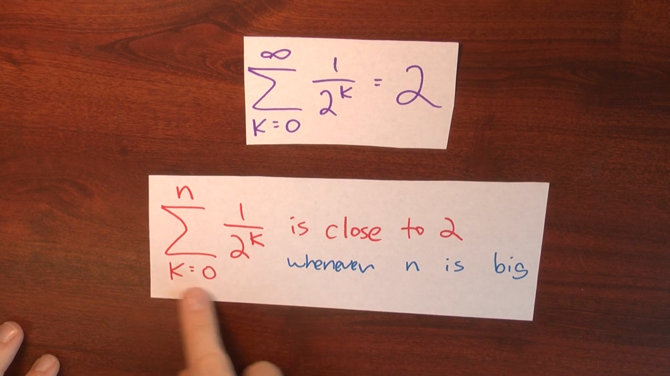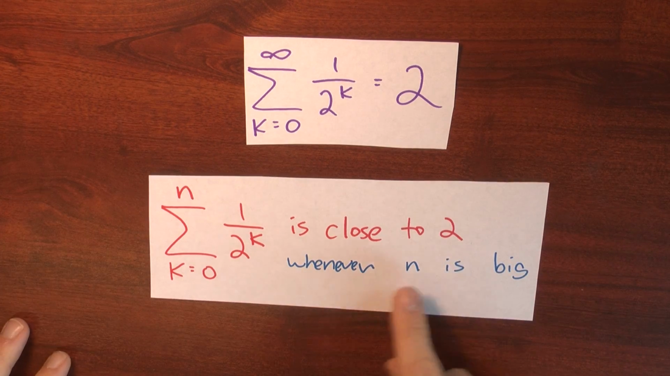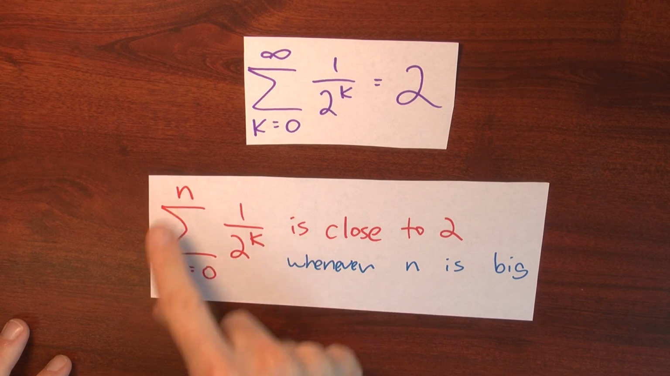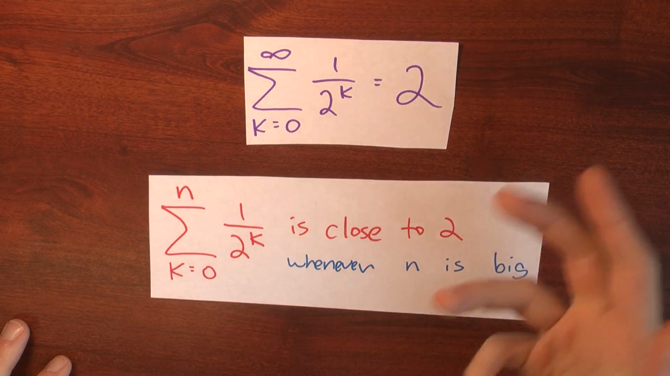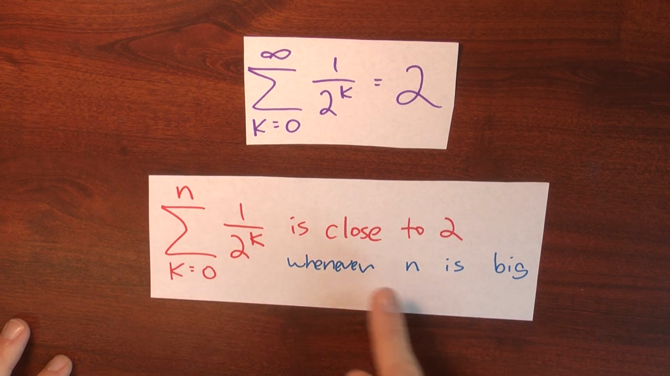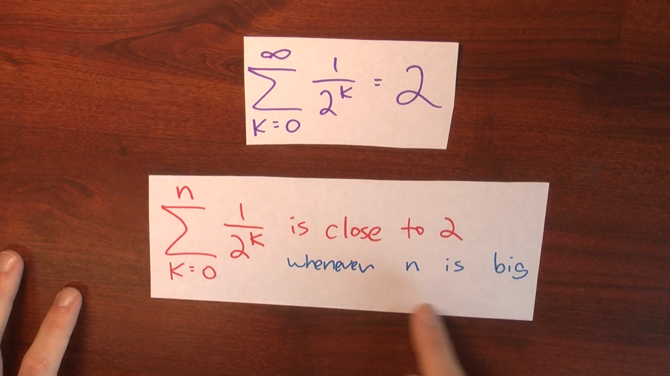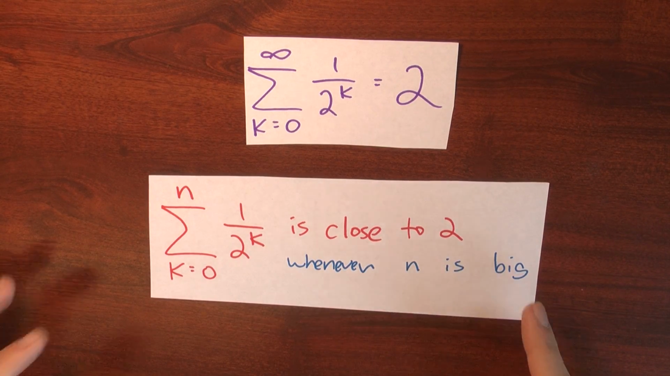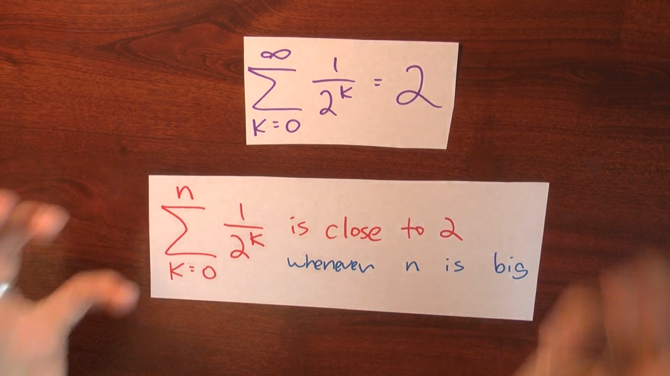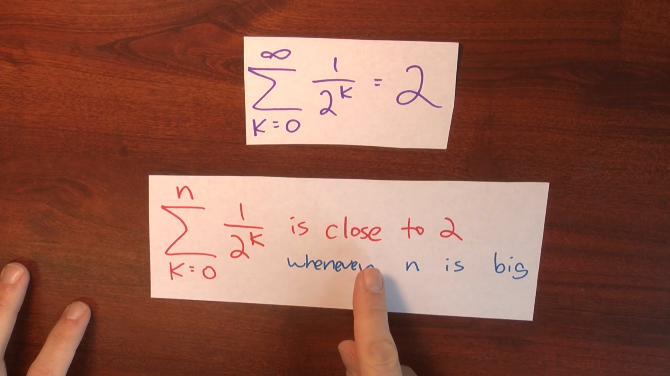It means that the sum k goes from 0 to n of 1 over 2 to the k is close to 2 whenever n is big. Right? This sum makes sense because this is just a finite sum. It's just telling me to add up 1 over 2 to the k for the values of k between 0 and n. So this at least makes sense. And what does close to 2 mean? Well, it means as close as you want it to be to 2. And how big does n have to be? Well, it has to be true whenever n is larger than some fixed big value that depends on how close you want the thing to get to 2.